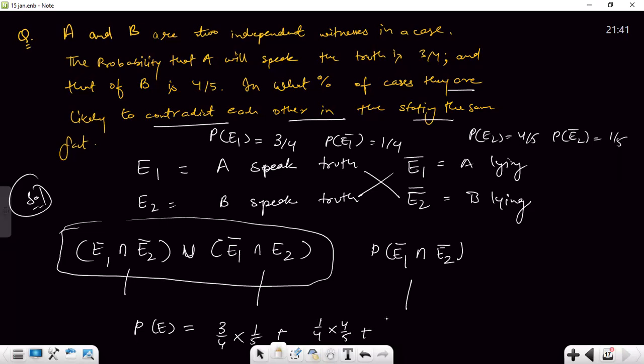Okay, there is one more scenario in which both of them are lying. So E1 is lying, 1 by 4, and B is also lying, 1 by 5. So the LCM is 20. The answer will be 3 into 1 plus 4 into 1 plus 1 times 1, that is 3 plus 4, 7, and 7 plus 1, 8. So 8 by 20 is the answer.